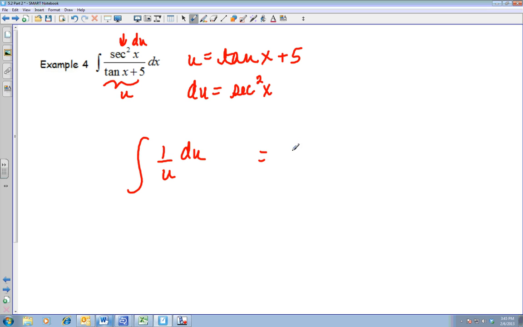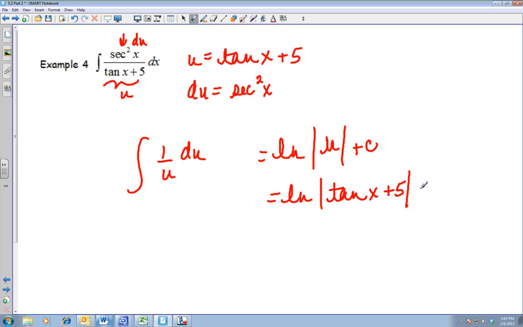When I integrate that, natural log of the absolute value of u plus c. Substitute your u back in. Natural log of the absolute value of tangent x plus 5, plus c. So far, so good.